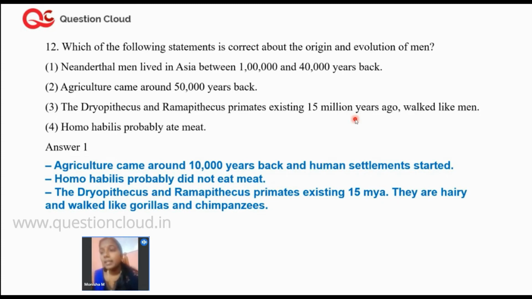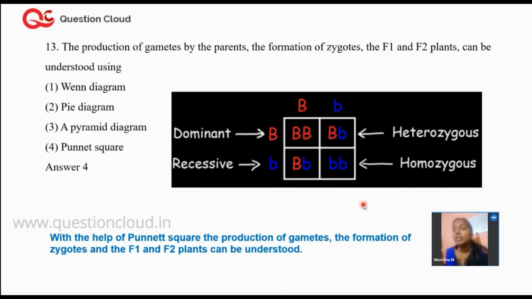And here, I was referring to this MYA. MYA means millions of years ago. So you have to identify the answer one is the correct one, which is Neanderthal men lived in Asia between 1 lakh and 40,000 years ago. Now, next is the 13th question.